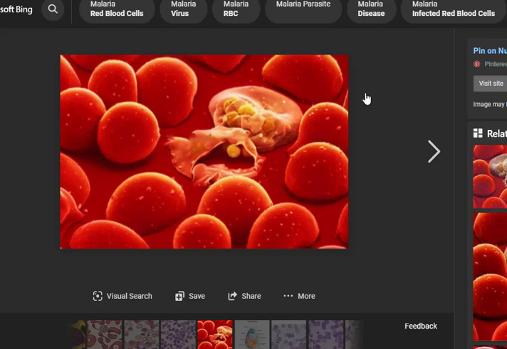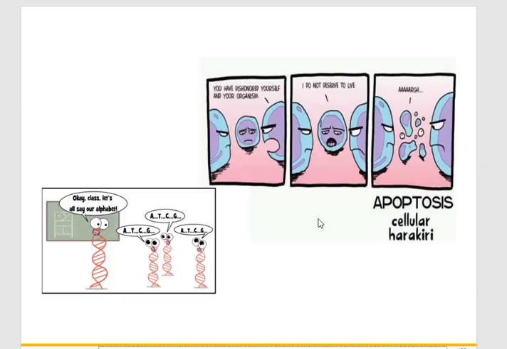When we do the unit on blood, we'll talk about how malaria gets inside of the red blood cells and takes up residence and has babies. And another meme that I thought was kind of funny. Here are two cells shaming another cell. You have dishonored yourself and your organism. I do not deserve to live. Apoptosis. Cellular hara-kiri. Excuse me, mispronounced it.